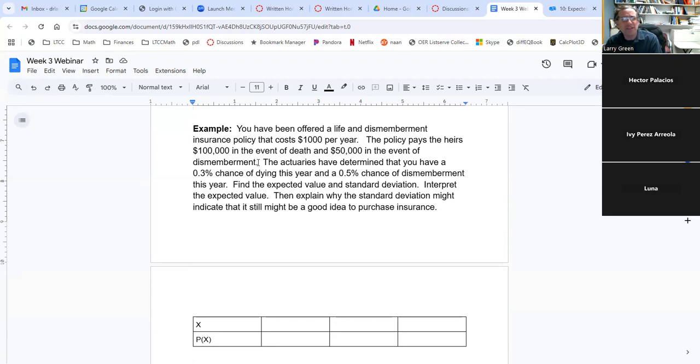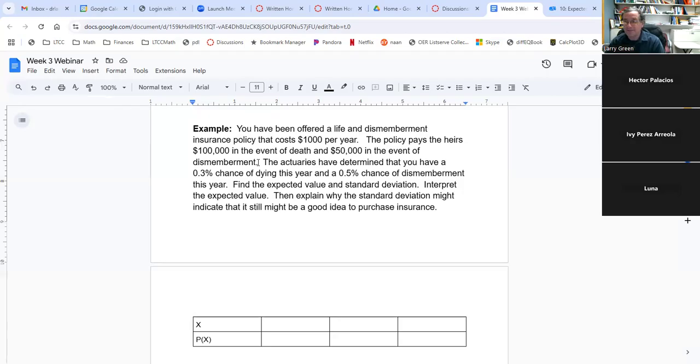And I'm not sure if you know what dismemberment means. A lot of people don't know. Anyone know what that word means? Any ideas? It's not a math word, it's an English word. Yeah, possibly lose a limb, maybe an eye. Basically have some big injury that's not good, but you don't die. And that's dismemberment. Okay. And the insurance policy is going to give you some money for that because it's not good for you.